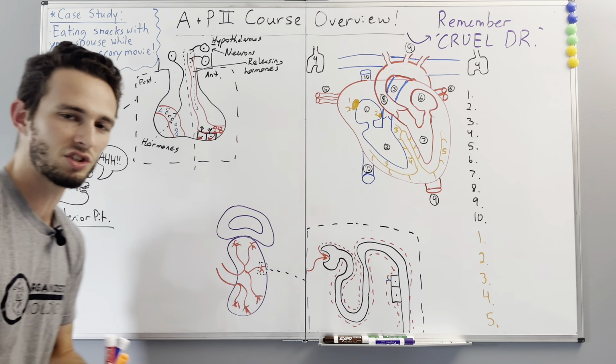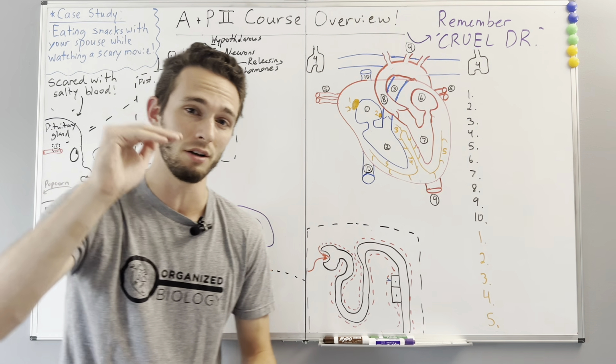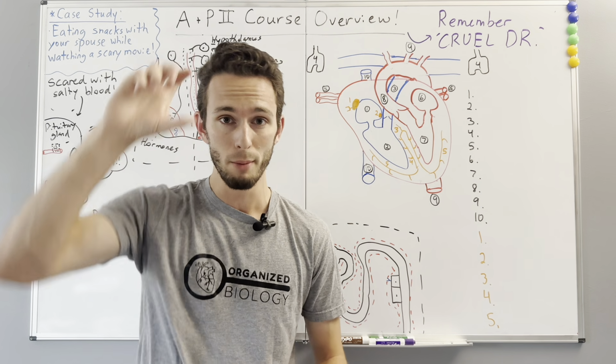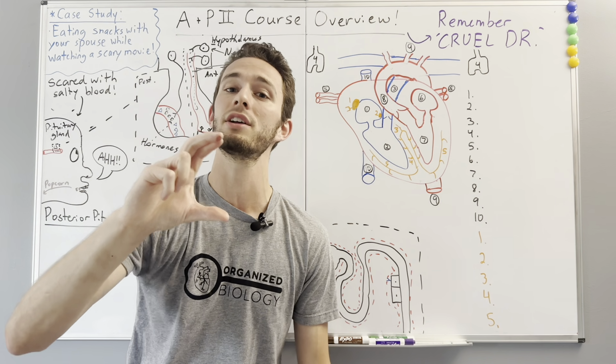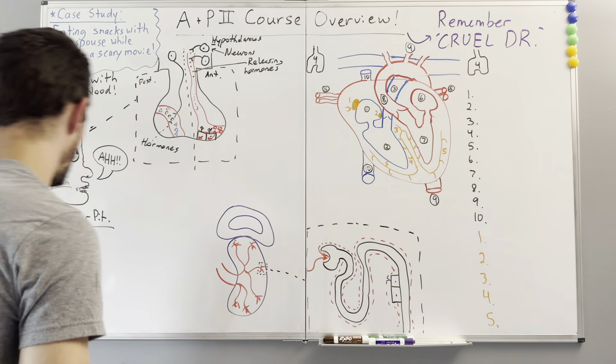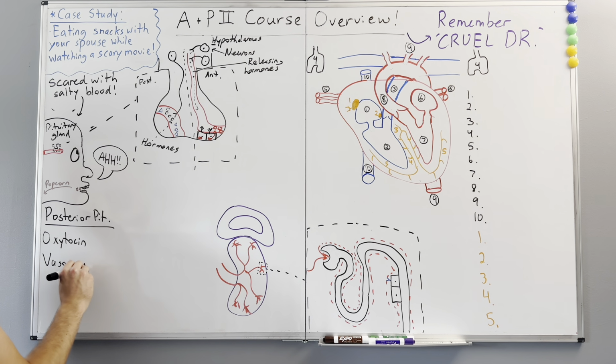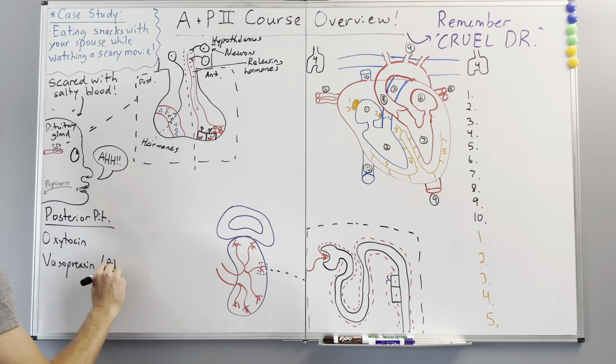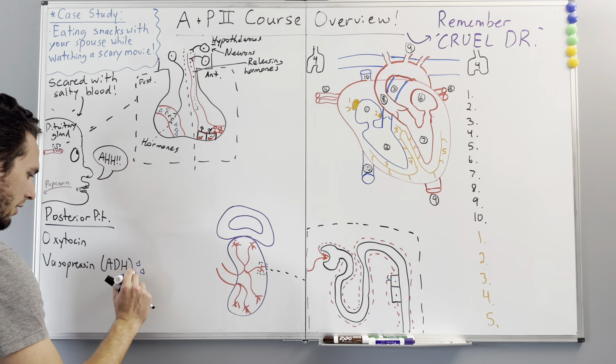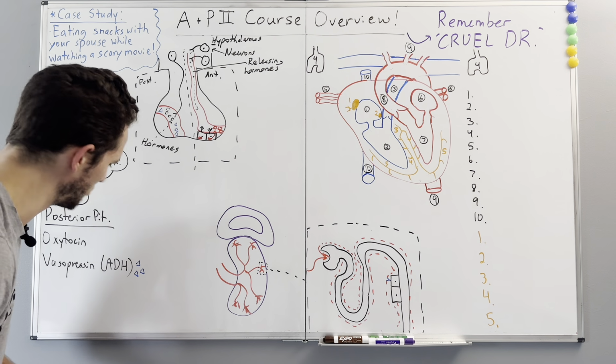And we remember this by the acronym point of view, POV: posterior pituitary, oxytocin, vasopressin. So I'm going to write that here, POV, oxytocin, and vasopressin. Now, another name for vasopressin is ADH. And I'm actually going to show vasopressin as a blue triangle in this diagram. Now, what do these two guys do?